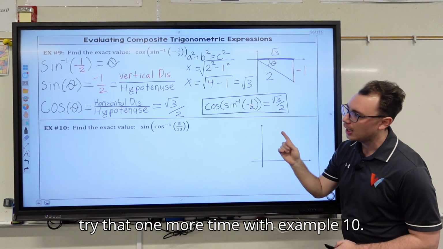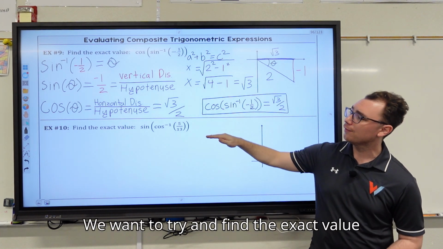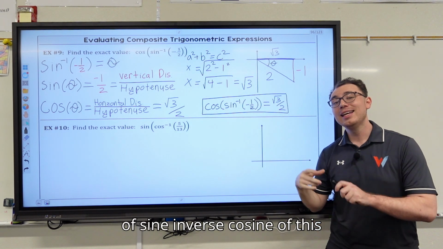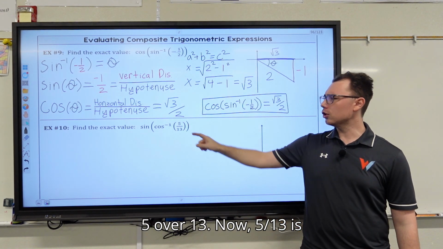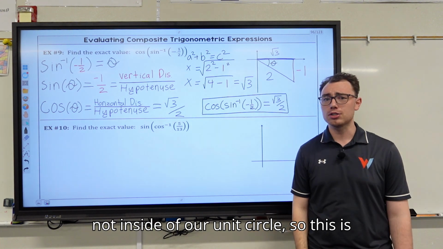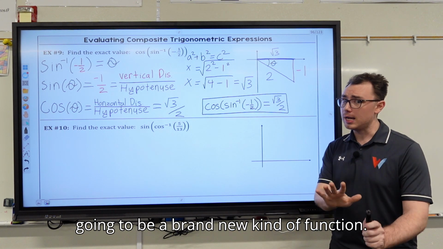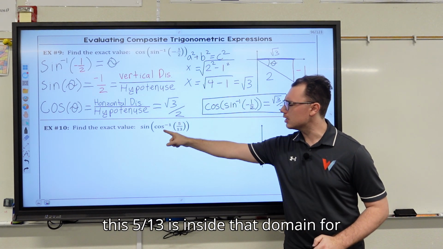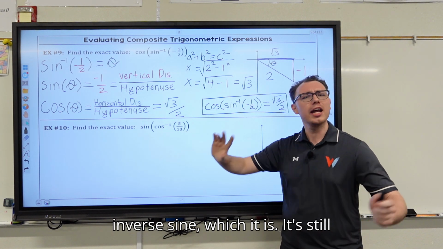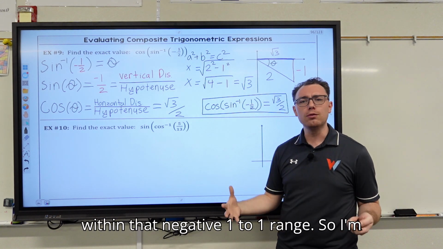Let's try that one more time with example 10. We want to find the exact value of sine inverse cosine of 5 over 13. Now 5 over 13 is not inside of our unit circle, so this is going to be a brand new kind of function. I do want to double check that this 5 over 13 is inside that domain for inverse sine, which it is. It's still within that -1 to 1 range.